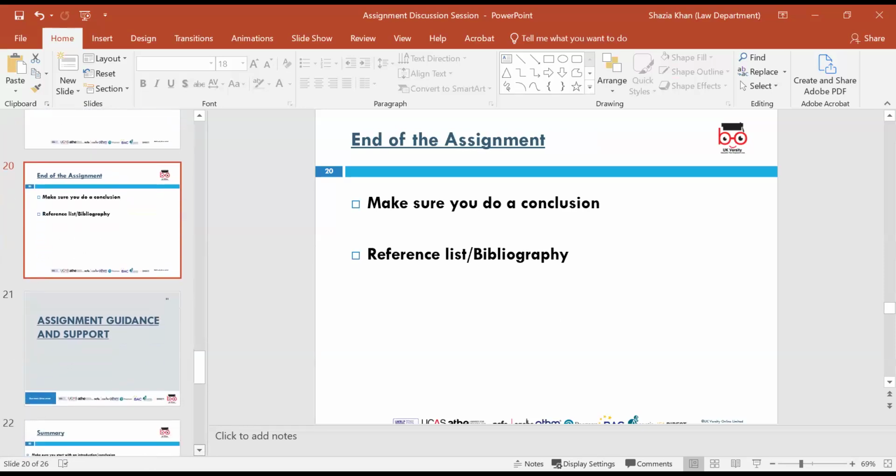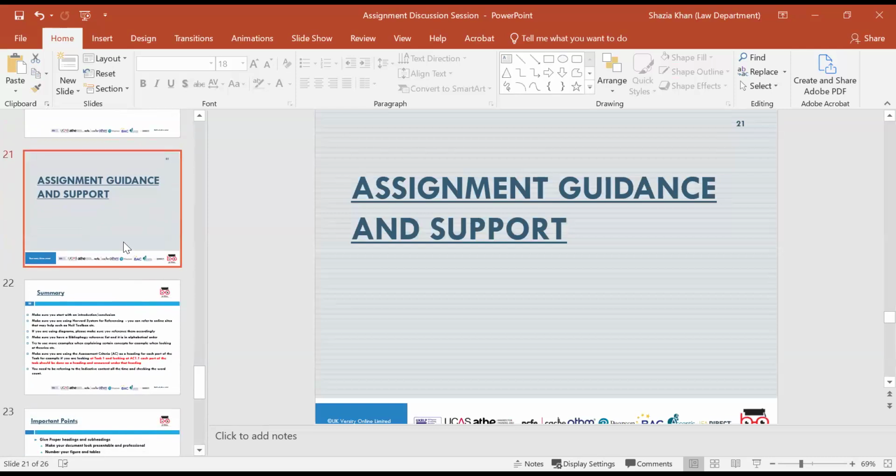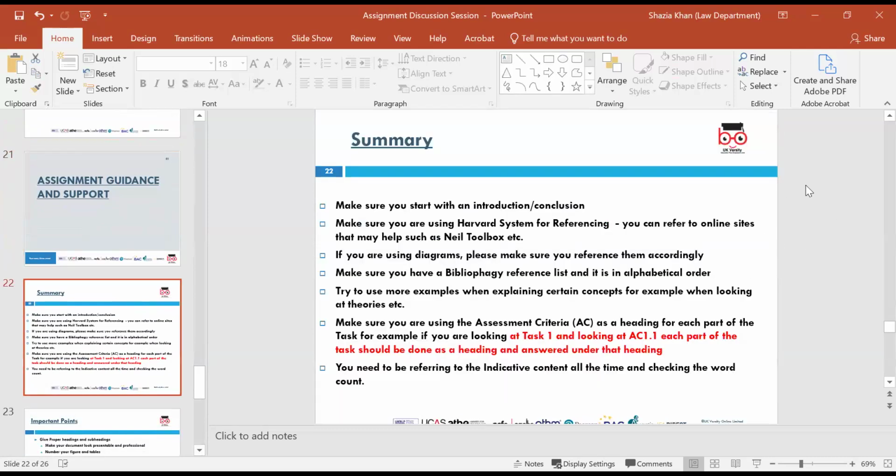So now just a little bit on the guidance and support in regards to doing the assignment. So summary, make sure you start with an introduction and end with the conclusion, as I mentioned earlier. And I'll reiterate this to you each time so you'll be able to understand. Make sure you are using Harvard system for referencing, and you can refer to online sites that may help, such as Neil's Toolbox. That's a site that's really helpful in regards to creating the reference for you. You put the details in and it creates it for you, and then you copy and paste it into your work. Make sure your bibliography is in alphabetical order as well.